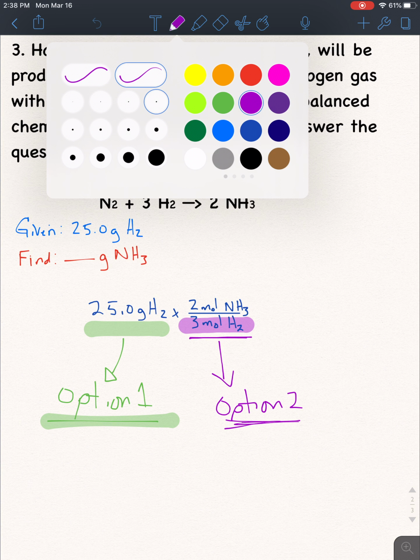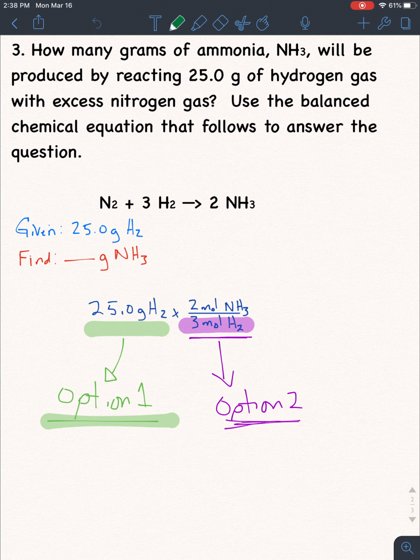So, you decided to choose option 1, which is perfectly fine to choose. So, let's go through that option. I'm going to go ahead and get rid of my notes for option 2. Option 1, remember, you said that you were going to change 25 grams of hydrogen into moles of hydrogen.